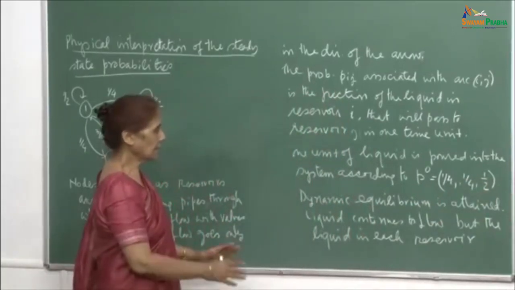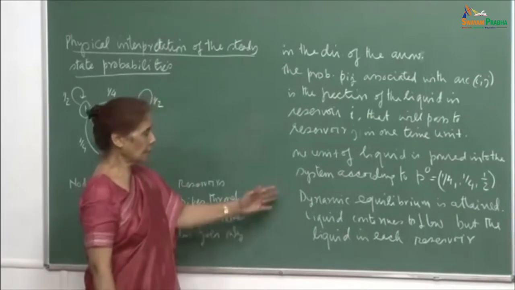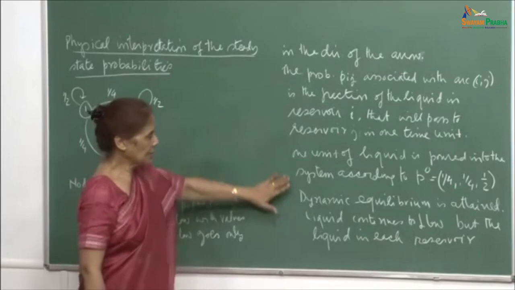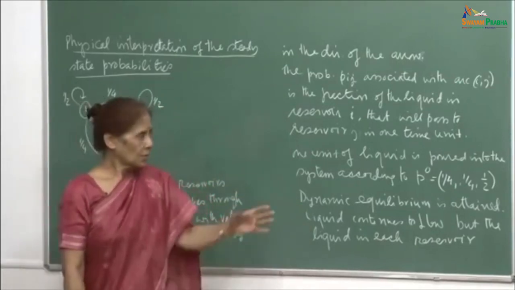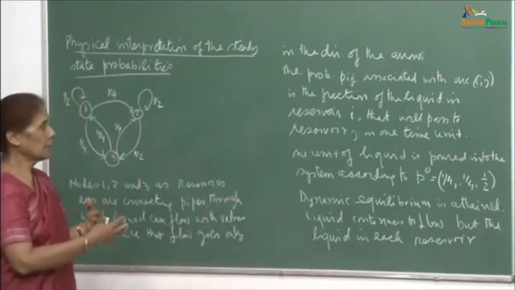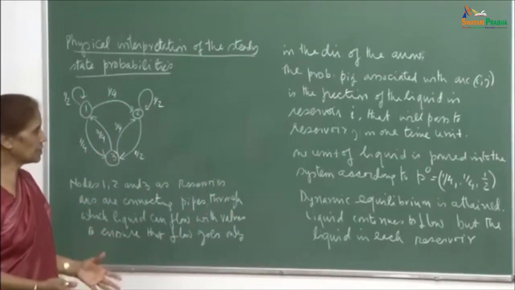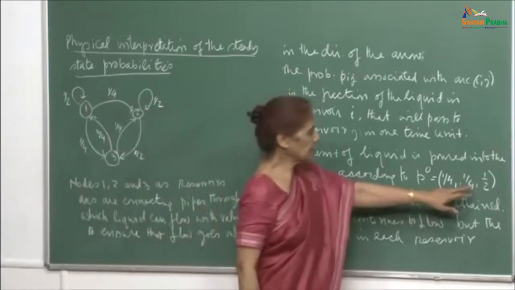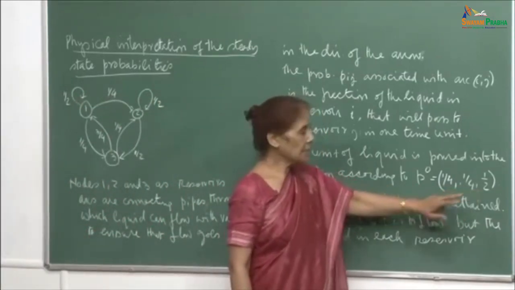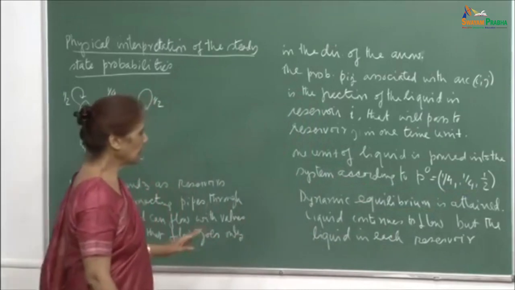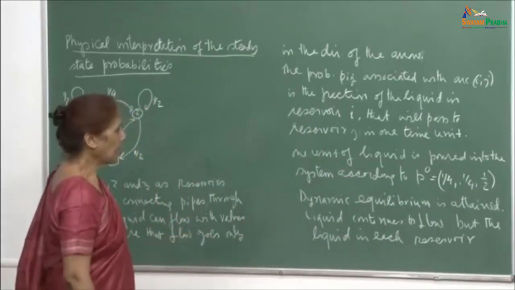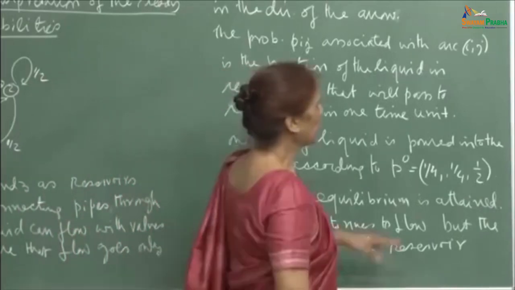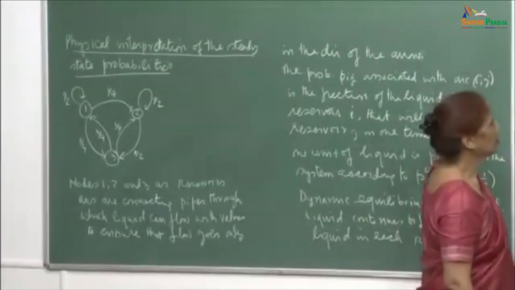Okay. And then the liquid is allowed to flow according to this plan, and what we are saying is that dynamic equilibrium will be attained. What we have discussed is that the probabilities will converge, irrespective of how much liquid was initially poured into the reservoirs. So, finally, dynamic equilibrium will be attained and liquid will continue to flow, but the liquid in each reservoir will equal the steady state probabilities.